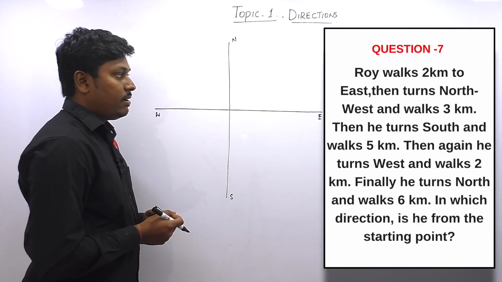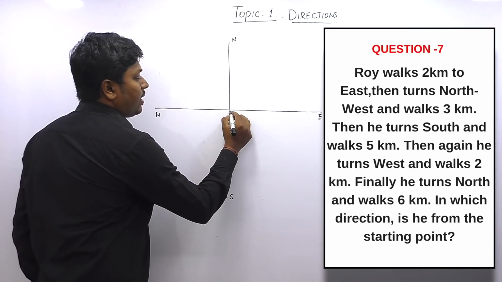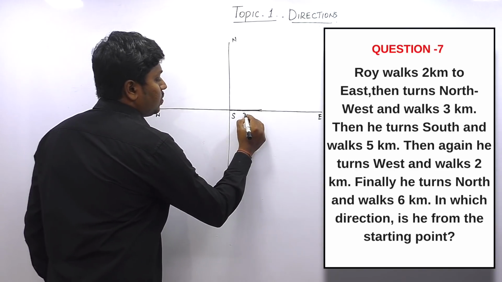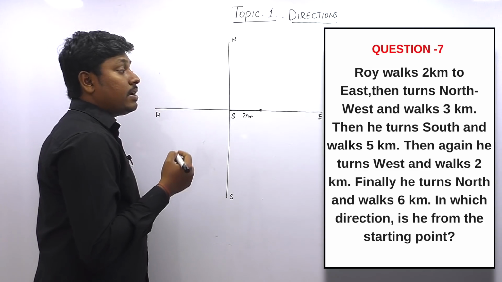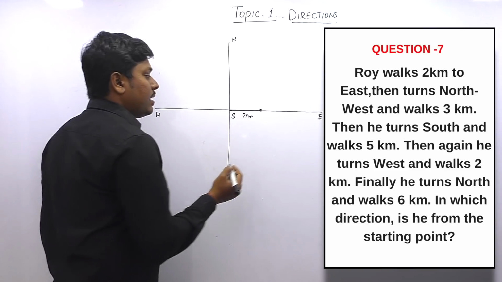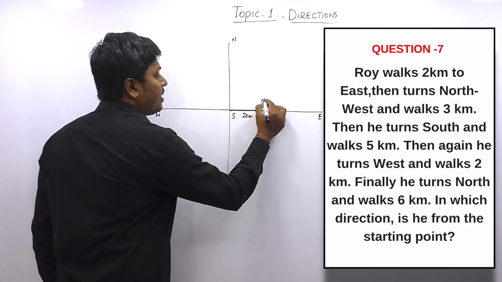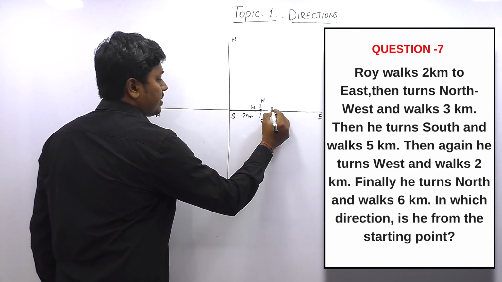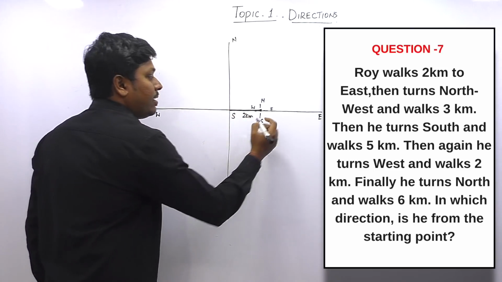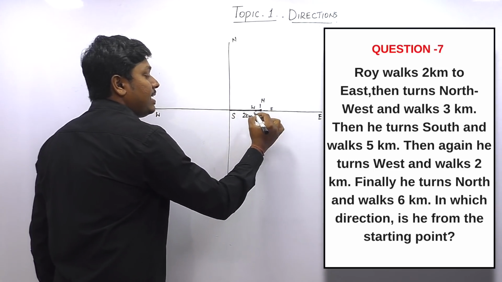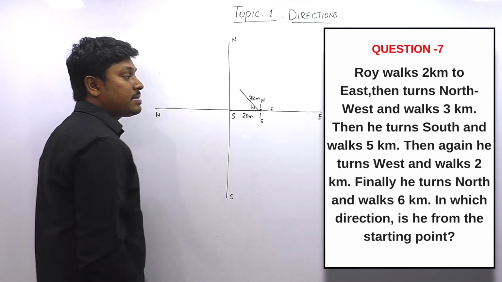Question number 7. Roy walks 2 kilometers towards east. So from the starting point, Roy is walking 2 kilometers towards east. And then he turns northwest and walks 3 kilometers. So listen here, if he is turning northwest, just make a small direction like this. If you are a beginner, north, south, west and east. Now what they are saying is, he is turning towards northwest and walks 3 kilometers. So northwest will be this direction and he is walking 3 kilometers. So he will be somewhere else at this point, 3 kilometers.